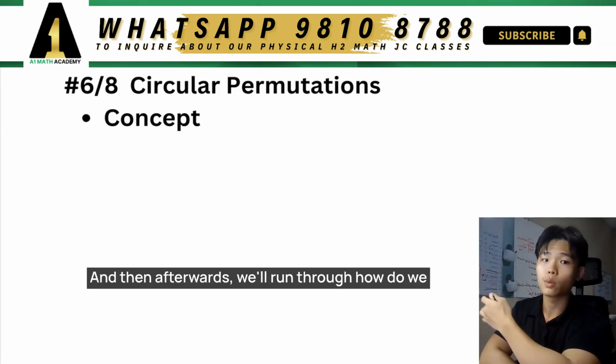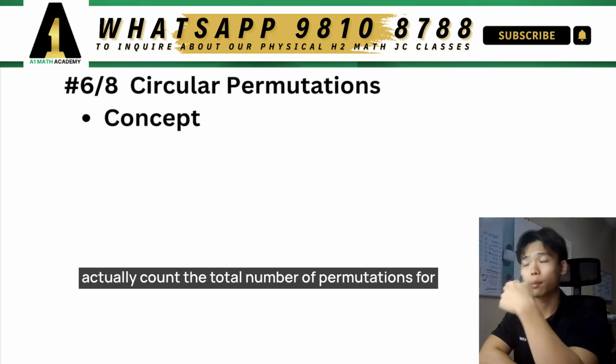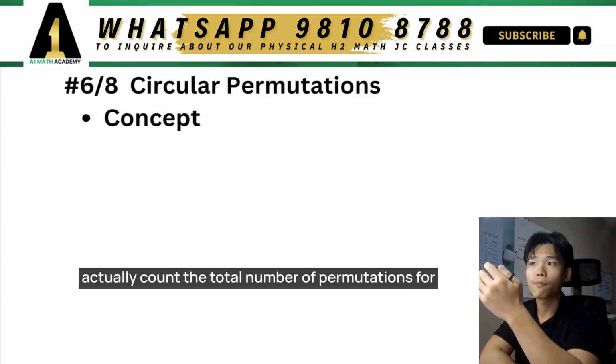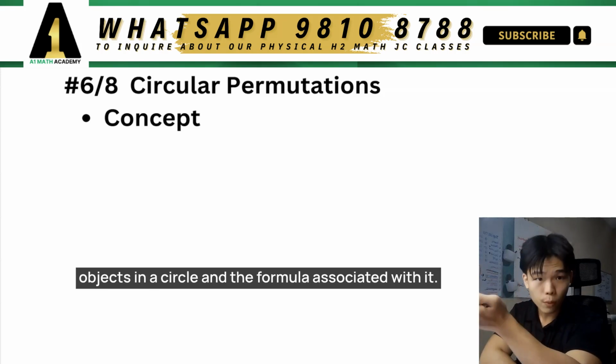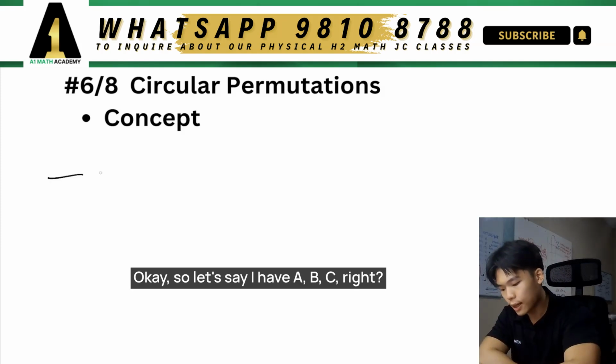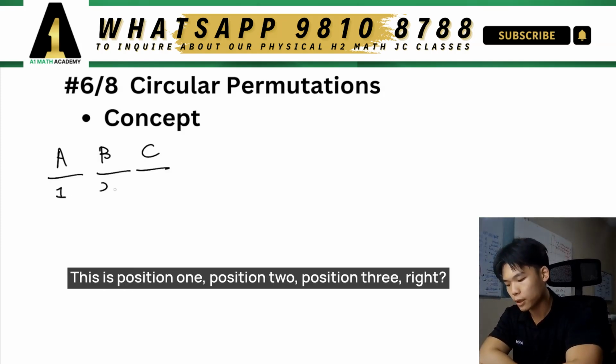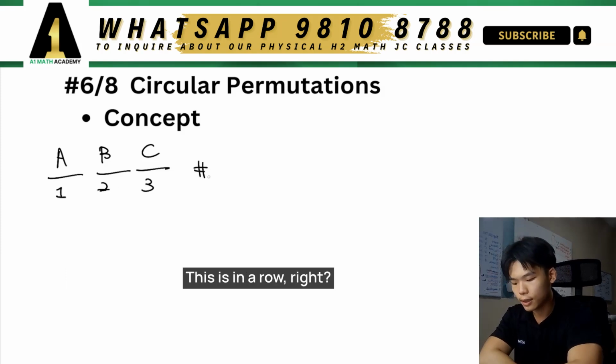And then afterwards, we'll run through how we actually count the total number of permutations for objects in a circle and the formula associated with it. Okay, so let's say I have A, B, C. This is position 1, position 2, position 3. This is in a row.